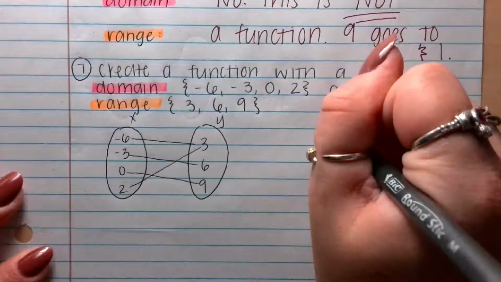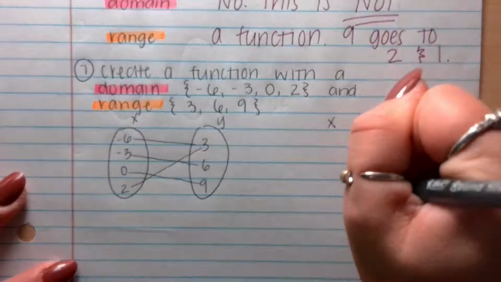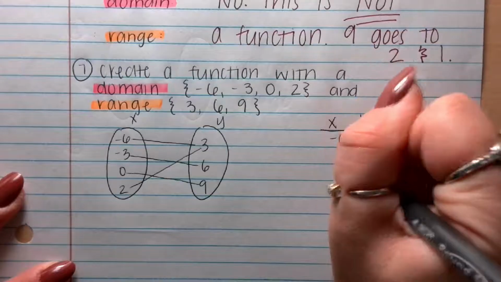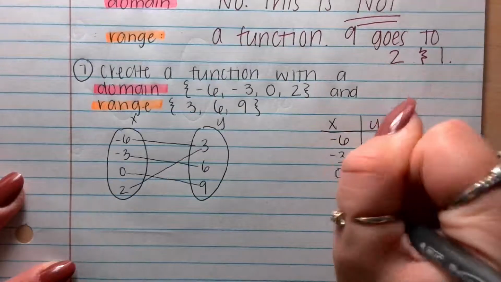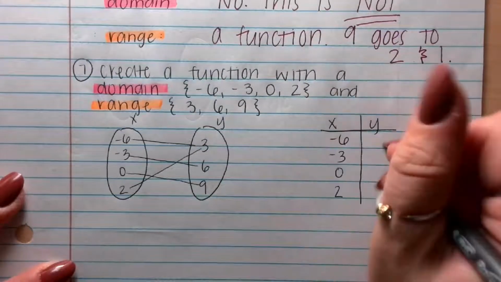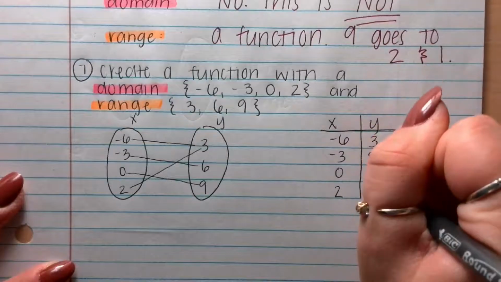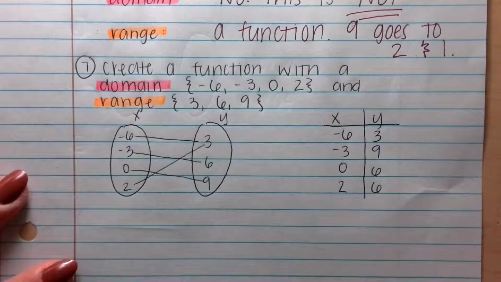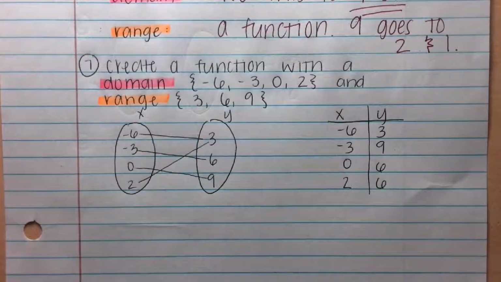I'll do our ordered pairs over here, or I mean our table, whoops. -6, -3, 0, 2. Now we can do 3, 9, 6, 6, whatever we want to do. Okay, and as you notice, this doesn't match, these aren't the same. That's okay. They're still functions, right? It's still fitting the rules of a function.